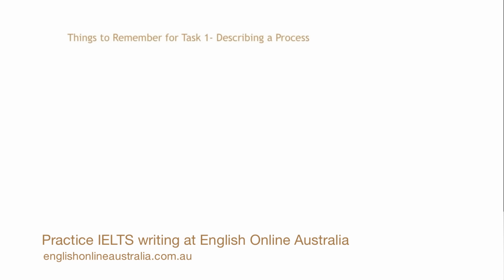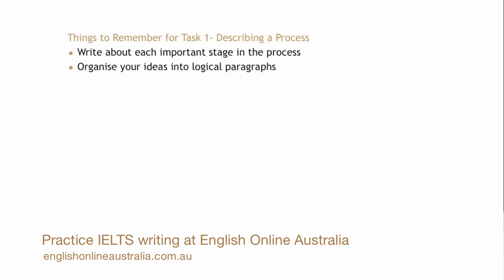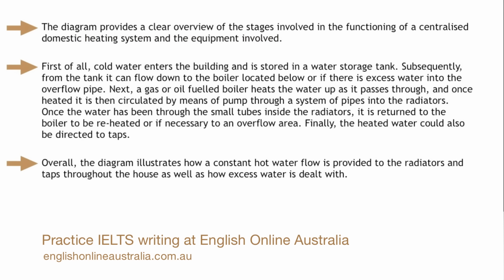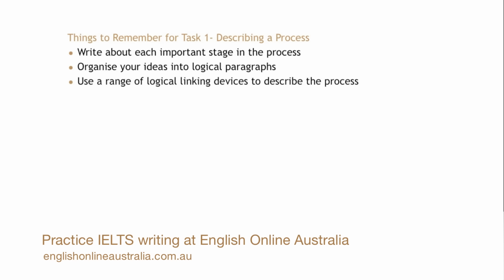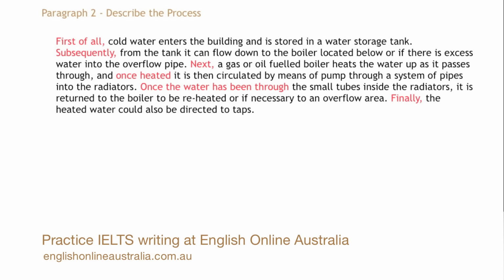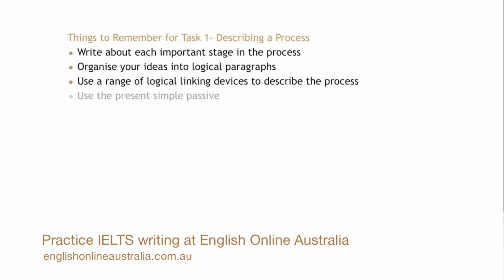So, things to remember for task 1, describing a process. Write about each important stage in the process. Just focus on the important stages. Organize your ideas into logical paragraphs, as is shown here. Use a range of logical linking devices to describe the process. And here are some of the ones that we used in this task. And try to use the present simple passive.